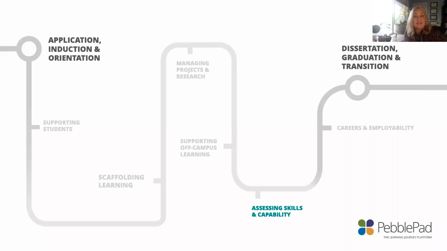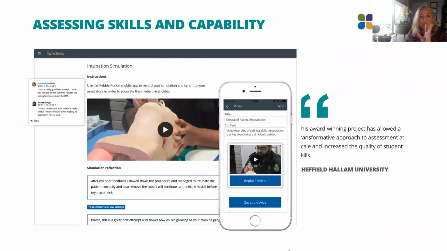We want to be able to assess skills and capability. We want the equity to be balanced between the privacy, ownership, and security of the system for the student and our ability to transparently see submissions and assess those skills and capabilities. So let's take a look at what that looks like. So we have a Pebble Pocket app. We don't have to use that for all of them.